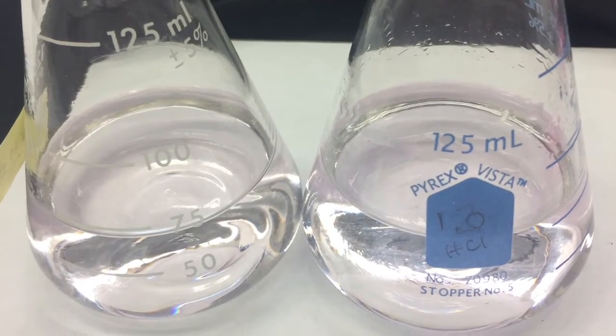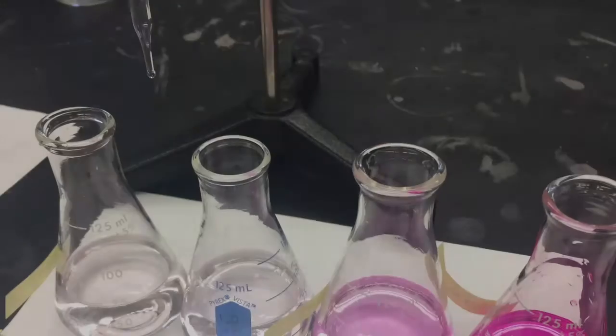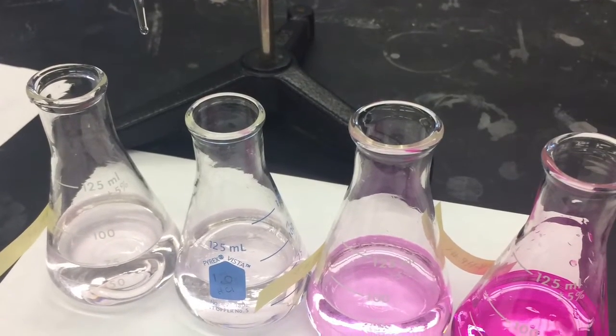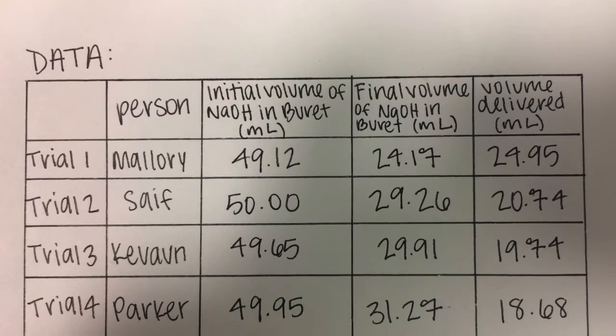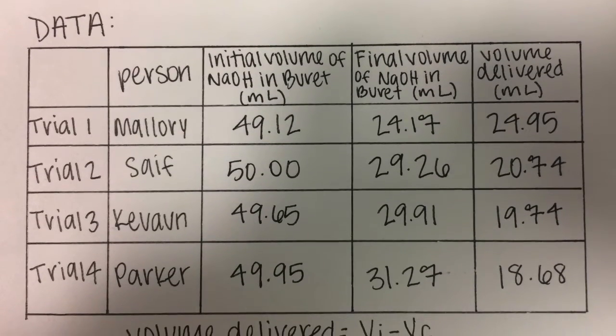This image shows 2 flasks that have reached the endpoint. This image shows a range of titrations going from good to bad, with the magenta being a titration with a lot of error. This is what your data table should look like once you have recorded all necessary values.